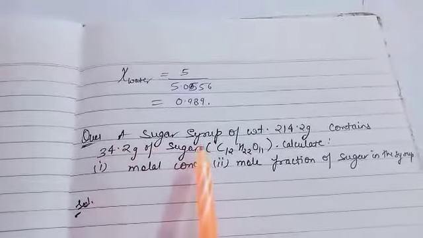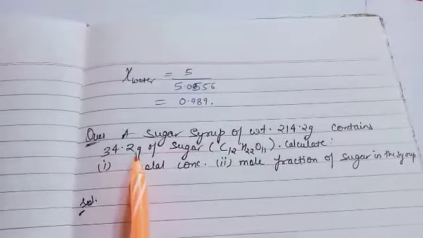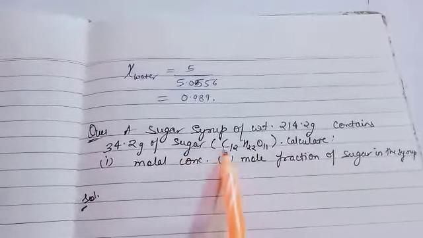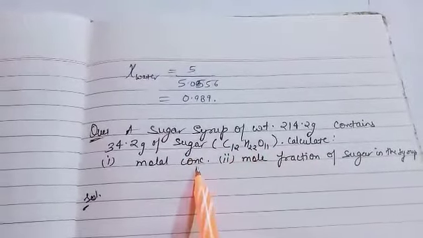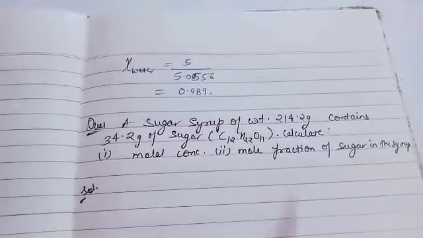Now one question is for you. A sugar syrup of a given weight contains 34.2 gram of sugar. Actually it's sucrose, and the formula is given to you. Now calculate the molar concentration and mole fraction of sugar in the syrup.